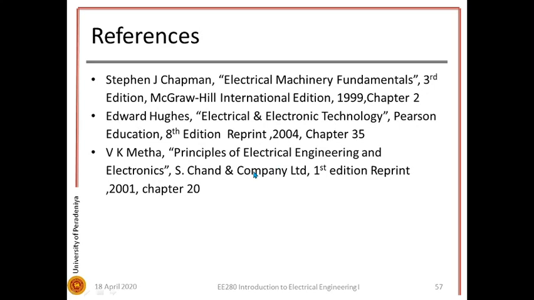In this video lecture, we looked at how we can estimate the parameters of a transformer. We discussed two experiments. The first one is the open circuit test, the second one is the short circuit test. In the open circuit test, we could find out the Xm and Rc components. In the short circuit test, you should be able to find the resistive component of the winding referred to the primary, and the reactance component of the windings referred to the primary.